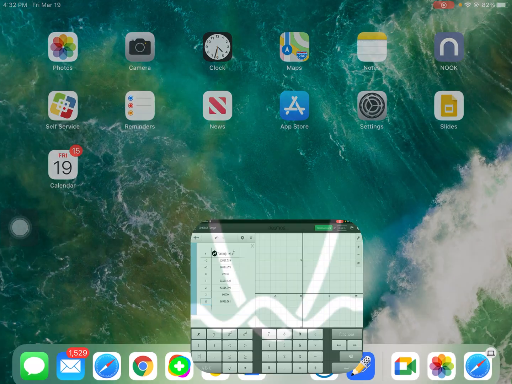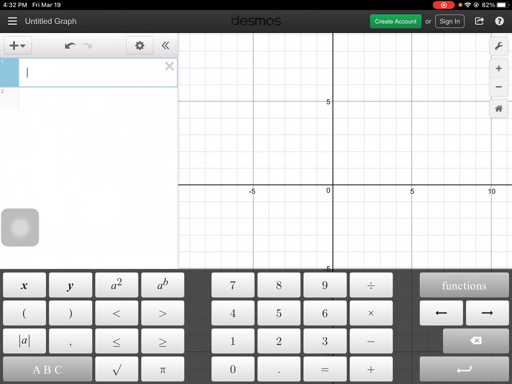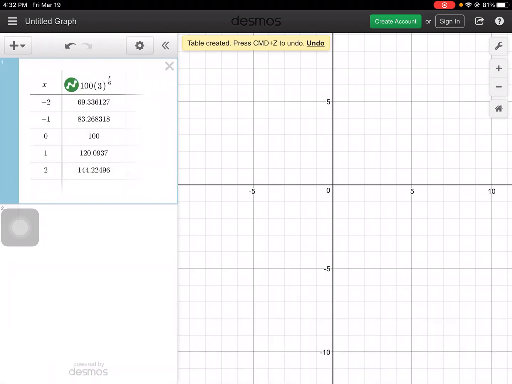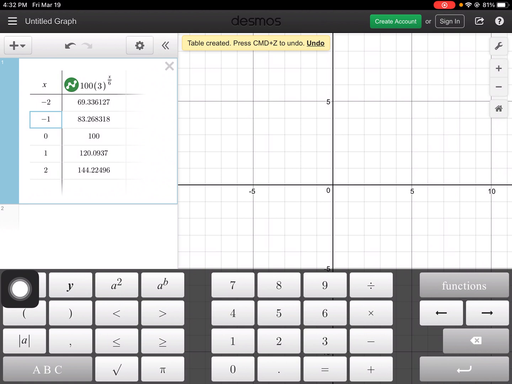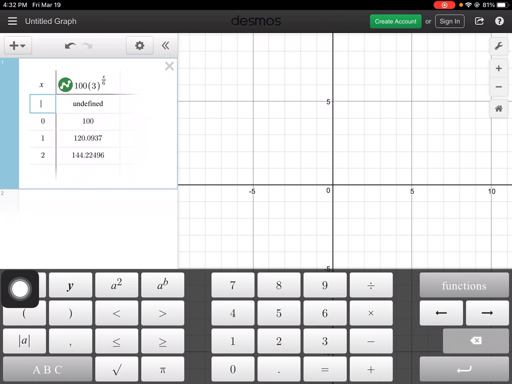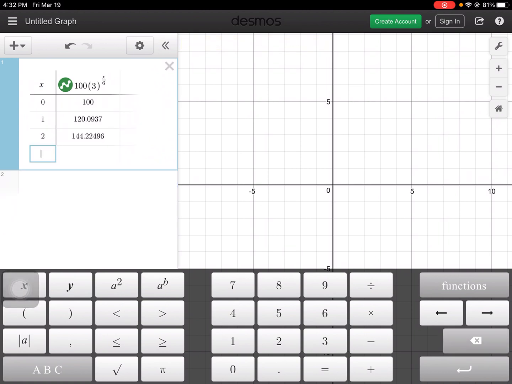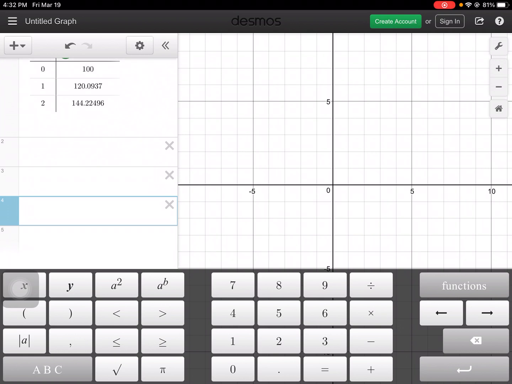Let's put this in our Desmos also. So we start out with 100, and it's tripling every 6 hours. So we can write this as 100 times 3 to the x divided by 6. And there's our function then. And then if we turn it into a table, and get rid of these negative hours and just look at what's happening.